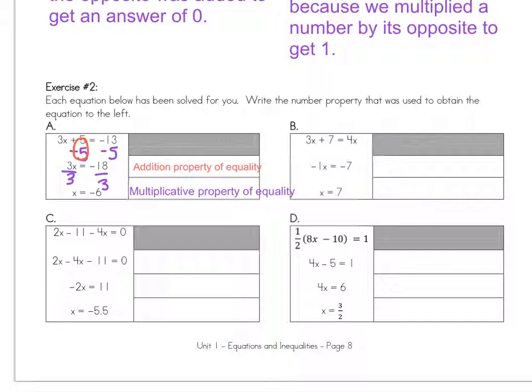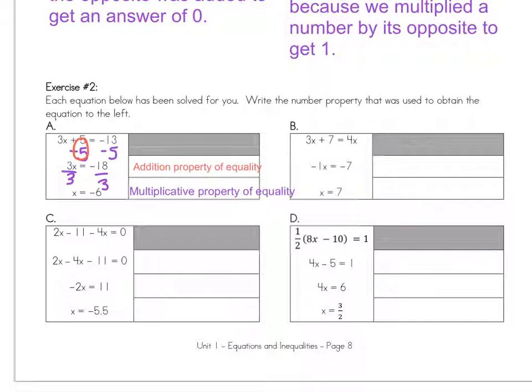Okay, let's go ahead and move to part B. So we start with 3x plus 7 is equal to 4x, and somehow managed to get negative 1x is equal to negative 7. Now, stick with me here for a minute because some of you might not have learned this process yet. If you didn't learn the process of sorting, it's okay. We're going to do much more of this in the video that we're going to see next time.